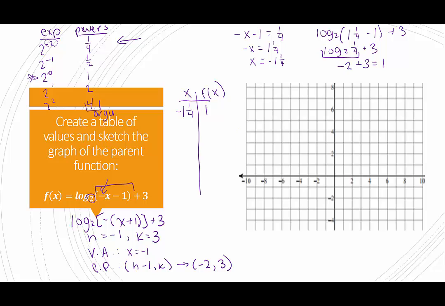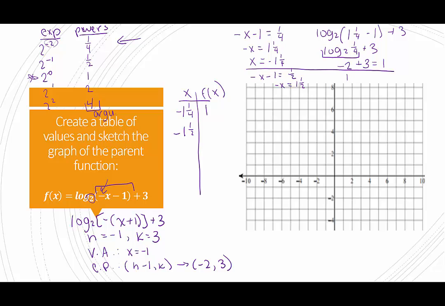We would like to have 1/2 as my argument. So this was the first one. Now I would like for negative x minus 1 to equal 1/2. So I'm going to do the same thing. I'm going to add 1 to both sides. That's going to give me negative x is equal to 1/2 plus 1, which is 1 1/2. Divide both sides by negative 1. The next thing I want to plug in is negative 1 1/2. I'm going to plug that in over here.